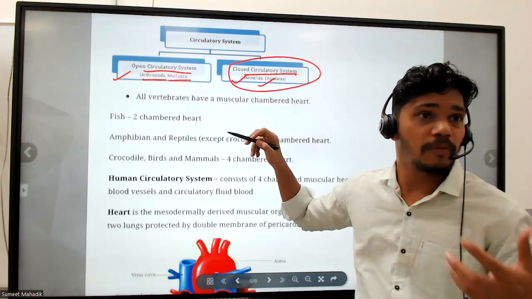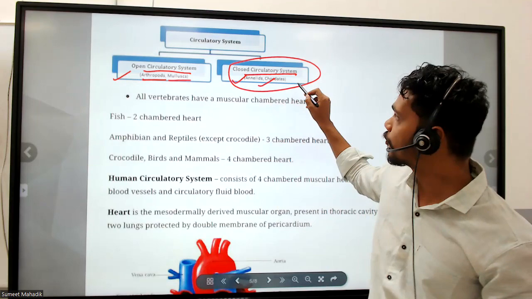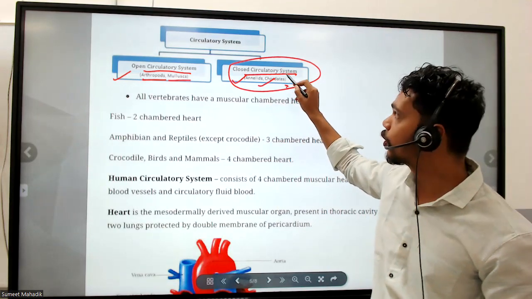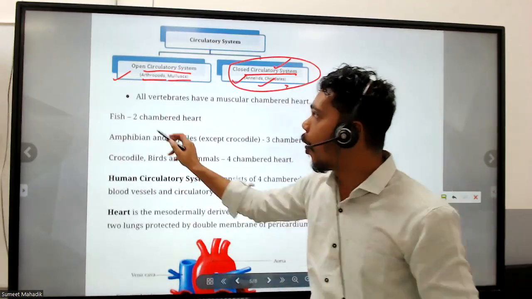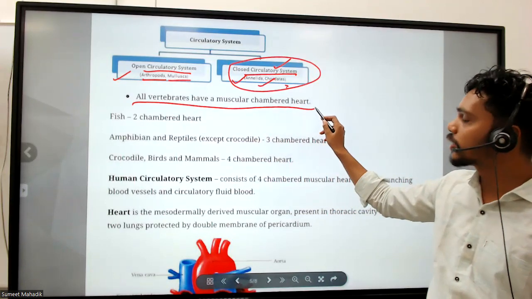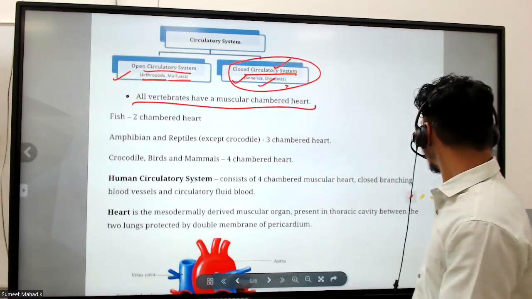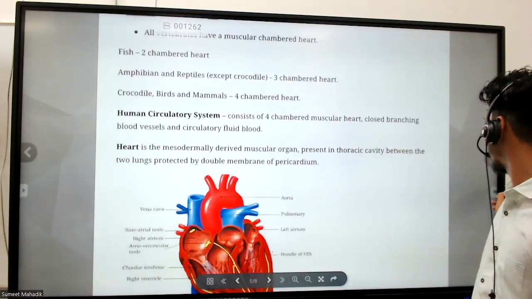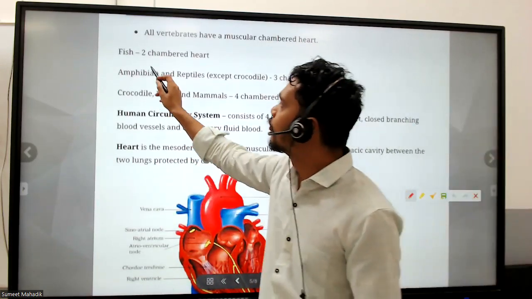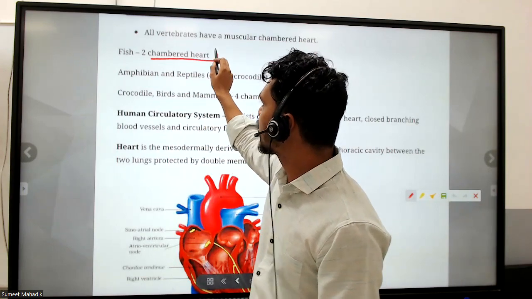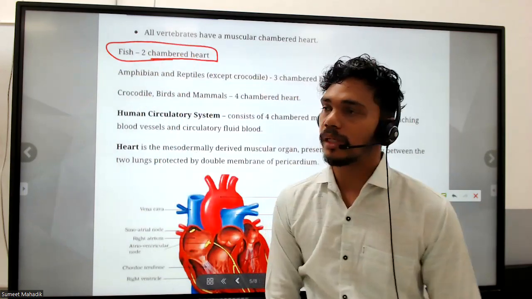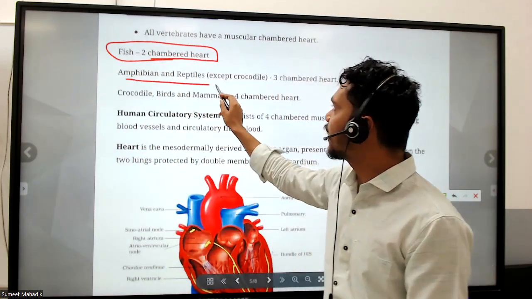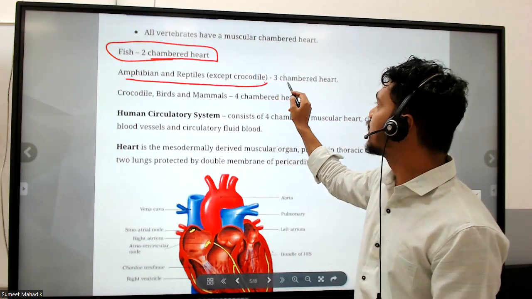Chordata means those who have vertebrates, right? So we originated from here, and we follow the closed circulatory system. All vertebrates have a muscular chambered heart. Why are there muscles in the heart? For the pumping mechanism. Fish have a two-chamber heart. Amphibians and reptiles, except the crocodile, have a three-chamber heart.